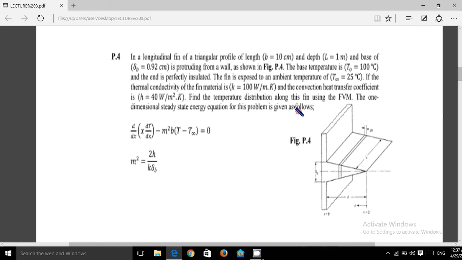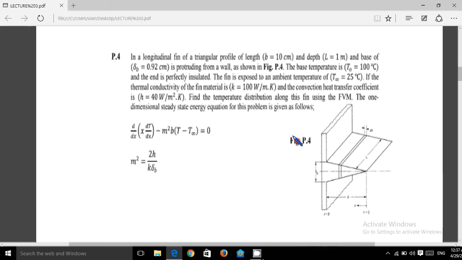For this problem, the equation is given as follows. This is the steady-state equation, as I told you, while there is no time factor, so this equation is steady state. m squared is equal to 2h over k delta b.